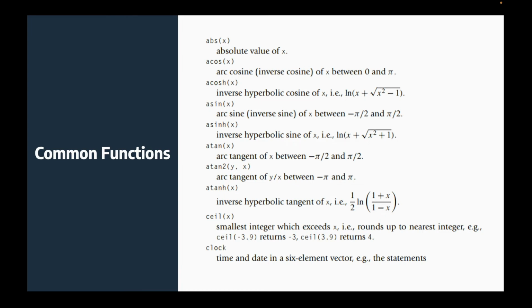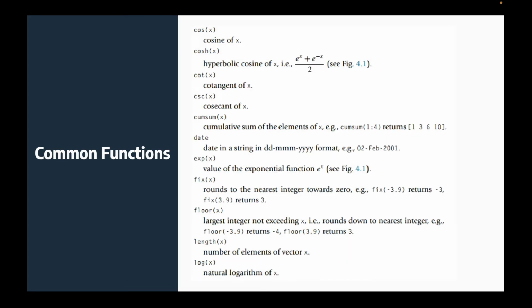Then we have ceil of x. That would be the smallest integer which exceeds x. Let's say we want to round the ceil of minus 3.9. That would give you back minus 3. Ceil of 3.9 will give you 4. Then you can use the command clock to give you the time and date in a 6-element vector. Cosine x, cosh, cotan, csc. Then you have the cumulative sum, cumsum of x.